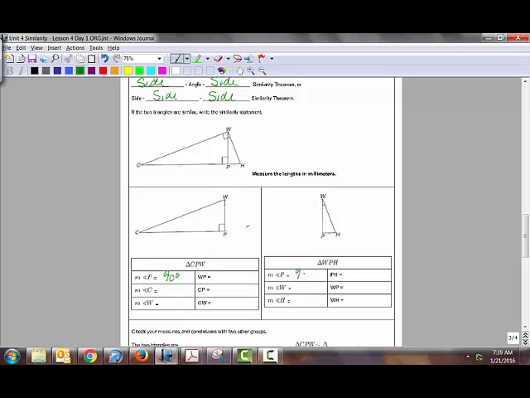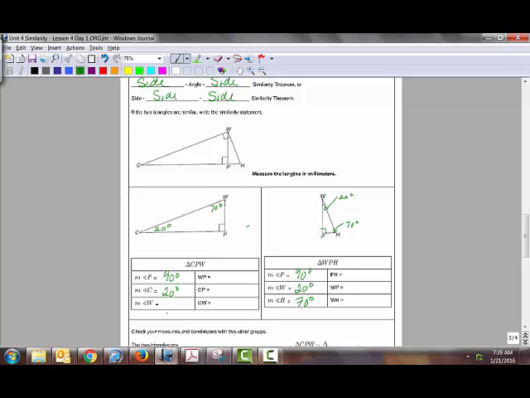Okay, what I'm not going to measure is angle P, because angle P is a right angle, and I know that has to measure 90. I'll measure the other two angles in the triangle. Doing them all. Measuring all my angles at once.